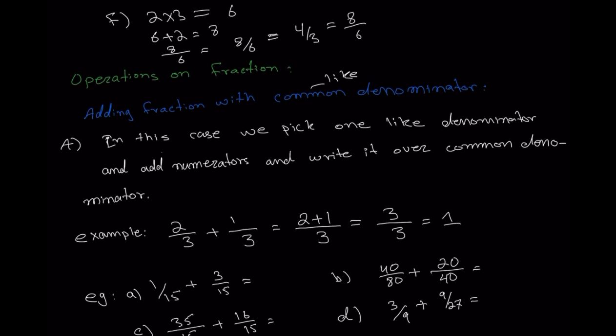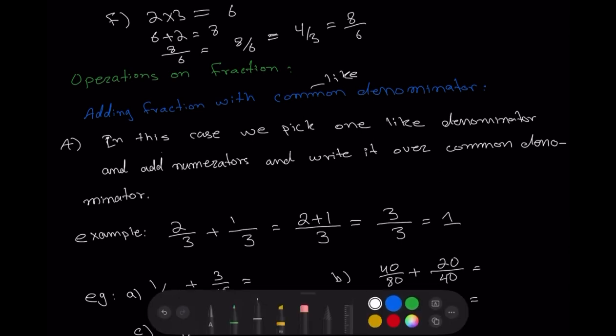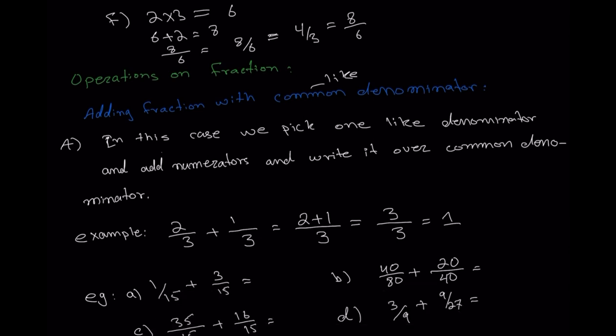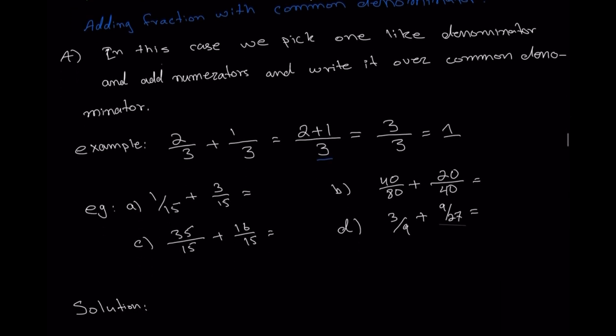So we have 2 fractions here. For instance, 2/3 and 1/3. 2/3 plus 1/3. We have the same denominator. We write that as the same denominator. Then we simply add the numerator. 2 plus 1 is 3. 3/3 is 1. So that's simple.